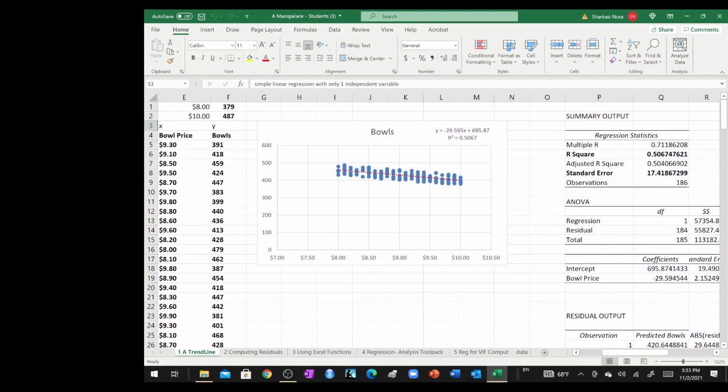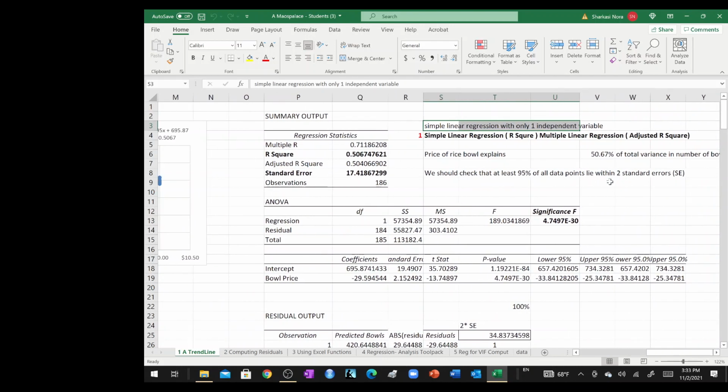We have the price of the bowl as an independent variable, and we have the number of bowls sold as a demand function. This is an explanation of the model, how much it explains the total variance in the dependent variable. In simple linear regression, it makes sense that we just mention the name of the variable for simplicity. So we say the price of the rice bowl explains, for example here, 50.67% of the total variance in the number of bowls sold. What about the other 50%? Who's responsible for it? Other variables are responsible for the other 50% variation.